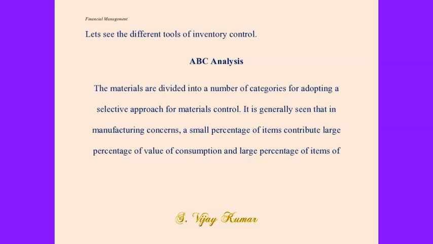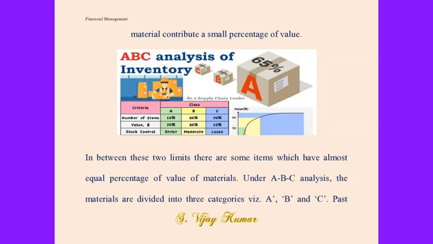Let's see the different tools of inventory control. ABC analysis. The materials are divided into a number of categories for adopting a selective approach for materials control. It is generally seen that in manufacturing concerns, a small percentage of items contribute a large percentage of value of consumption, and a large percentage of items of material contribute a small percentage of value. In between these two limits, there are some items which have almost equal percentage of value of materials.